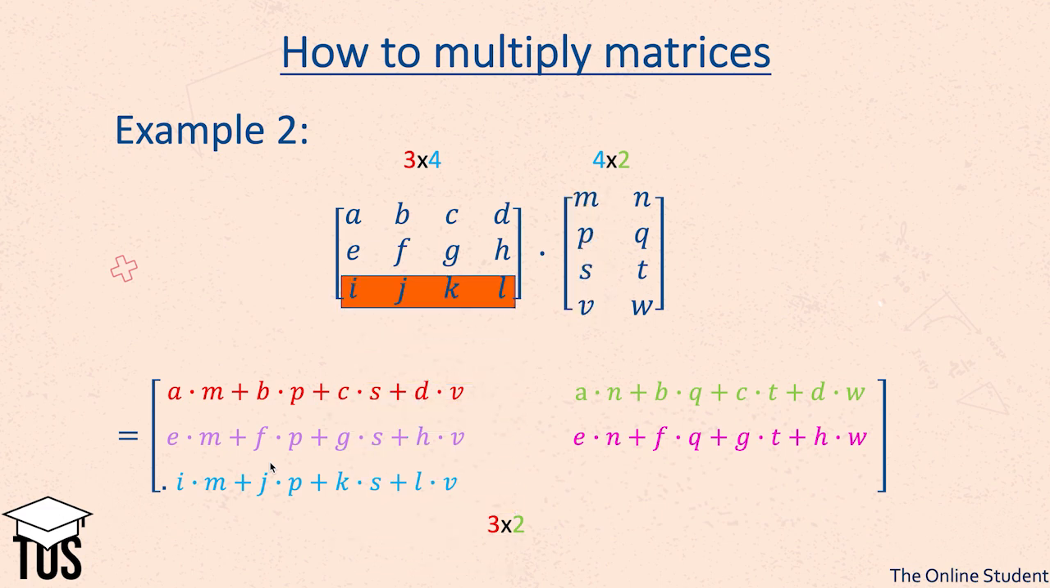And at last we have this row in combination with the second column. And this will give us the last element, which will go in the third row and the second column of the resulting matrix. So this is the corresponding matrix of this multiplication.